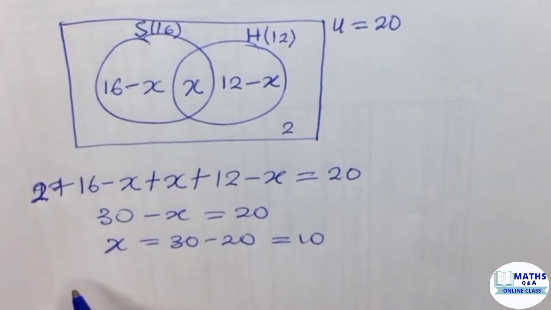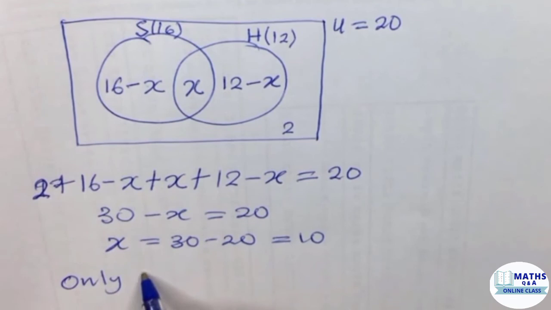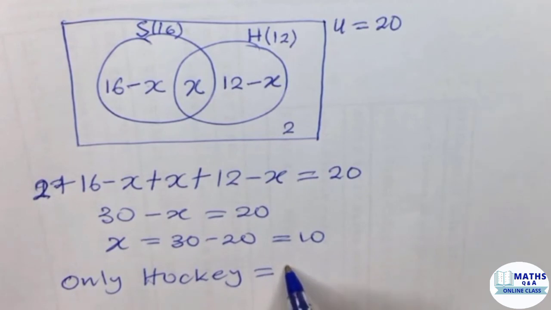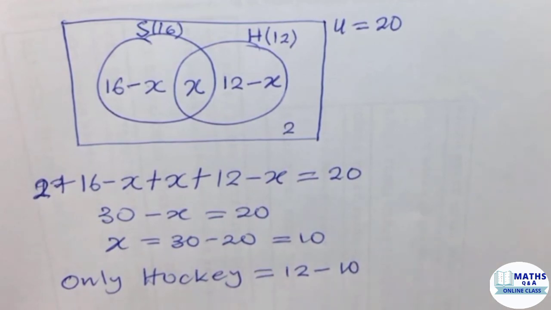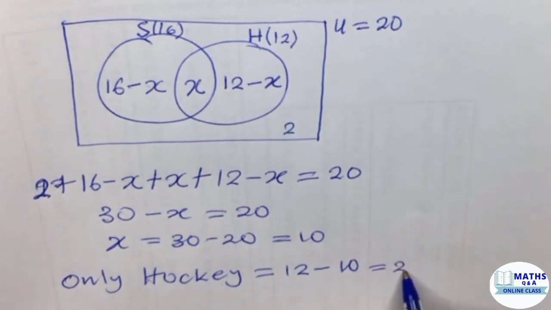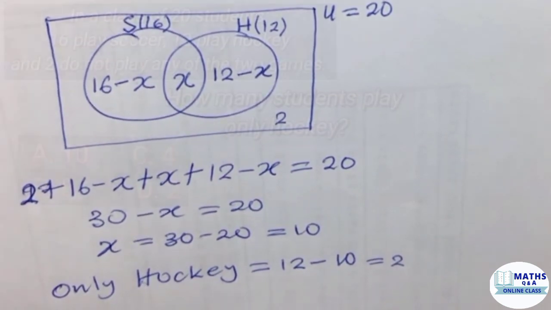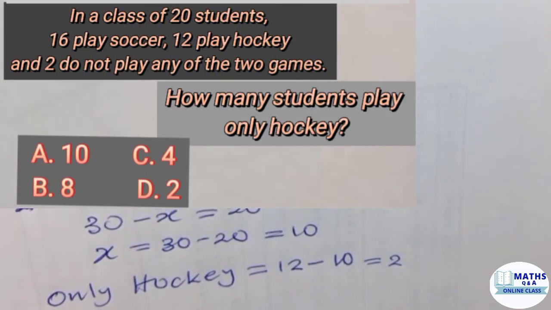So if we can find only hockey, then we have to subtract the 10 students who play both games from the total number of students who play hockey, and that is going to give us what? 2. So we can say that 2 students play only hockey. So going back to the question, we were given options in there. Looking at the options given and then the answer that we have, we say that the correct answer to the solution is D.